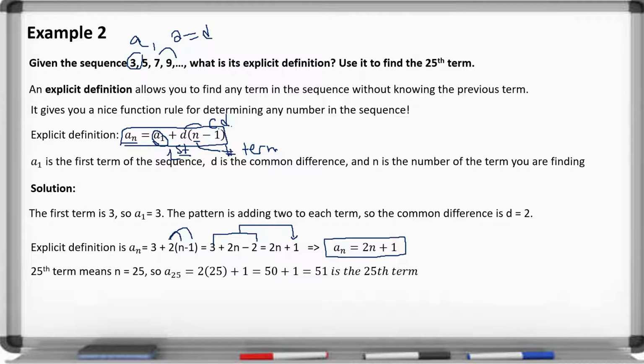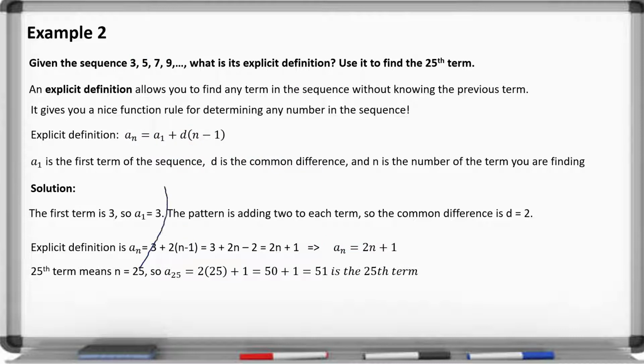So now if we want to find the 25th term, that means that n is 25. So then we're going to plug 25 into the formula. We can plug it in here, but we can also take this and plug it into the simplified formula that we found here. So that gives us 2 times 25 plus 1, which is 51. So you can plug it into either form, and you're going to get the same answer.